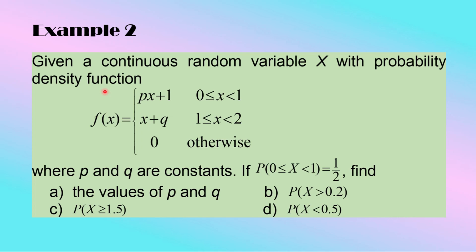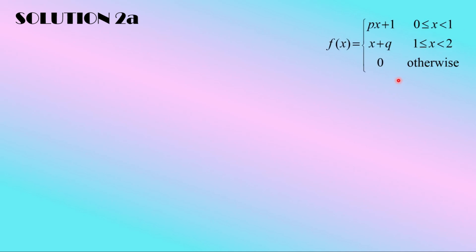Okay, for example 2, given a continuous random variable x with probability density function where p and q are constants, if the probability of random variable x from 0 to 1 equals 1 over 2, find the value of p and q and solve the related probability problem. Okay, solution 2a. This is the probability density function.